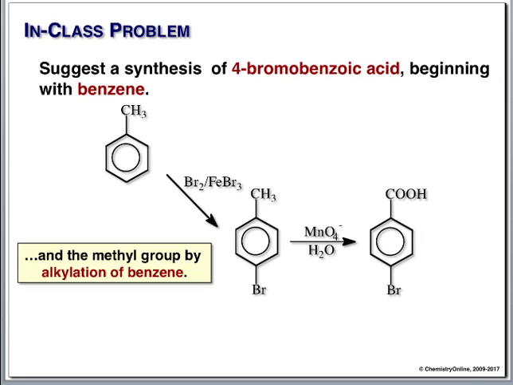Now, the beauty of this is that you can do this two ways. There's another pathway to make this guy, starting with benzene. Take just a minute and see if you can figure it out. How would you make 4-bromotoluene starting with benzene?